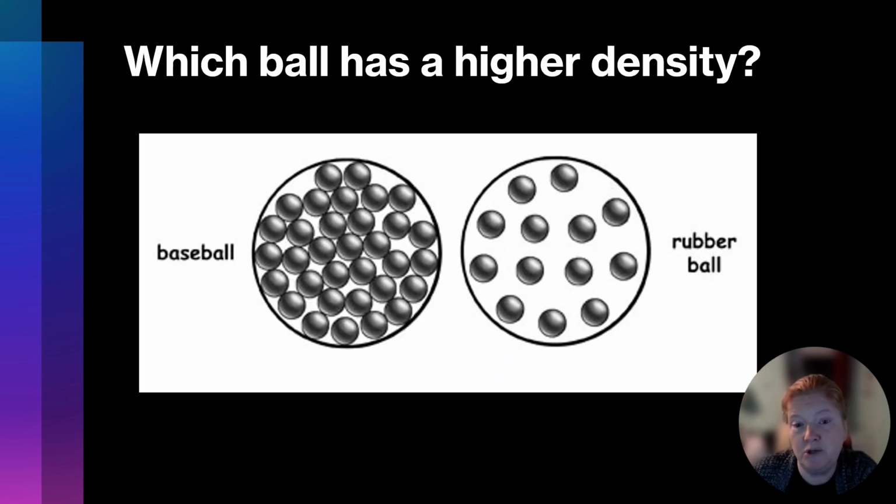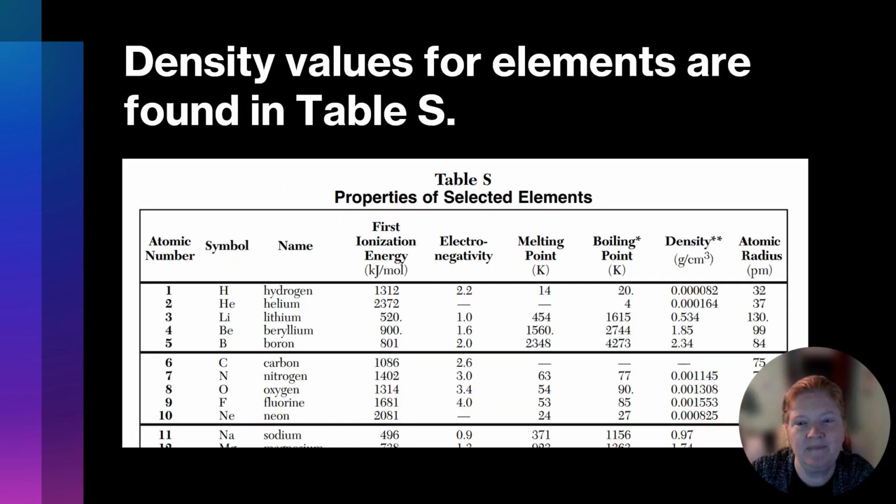So looking at these two, which one would have the higher density? Yeah, this one. Density values for elements are found in table S.